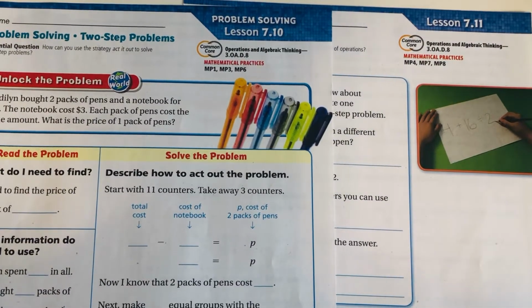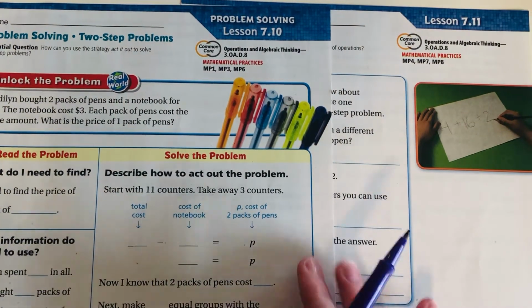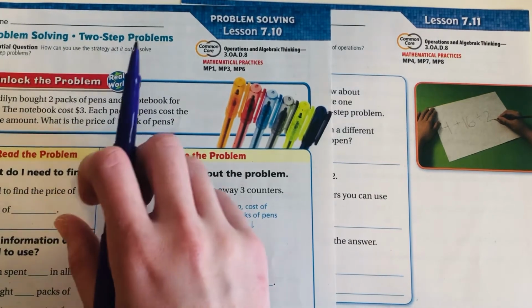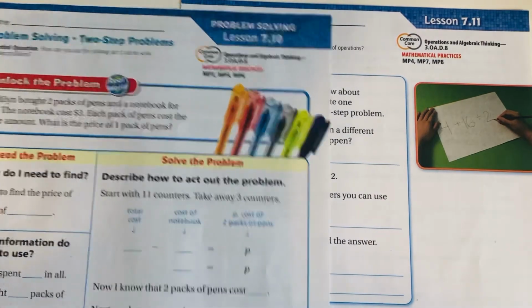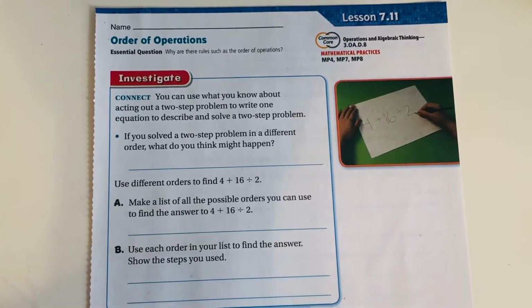Hello, third graders. Today we're going to talk about lesson 7.10 and 7.11 in our Go Math workbooks. However, lesson 7.10 is just about solving two-step problems. So we're going to take that and save that, and we're really going to focus most of our time today on lesson 7.11. So I want you to flip open to page 427. So take a minute, open up your workbook to page 427, and then we're going to go ahead and get started.